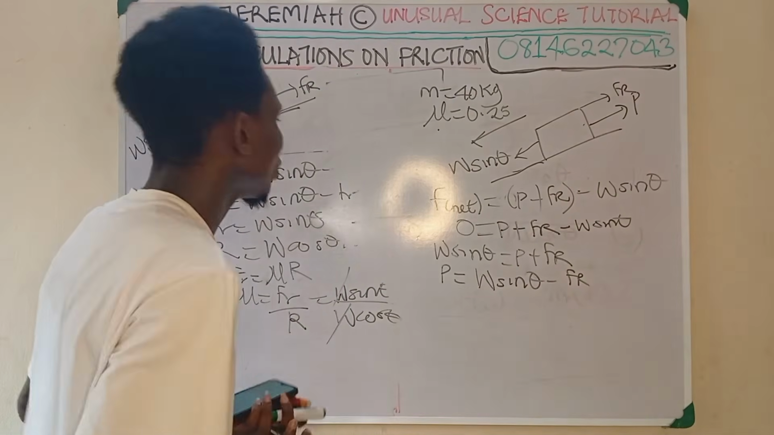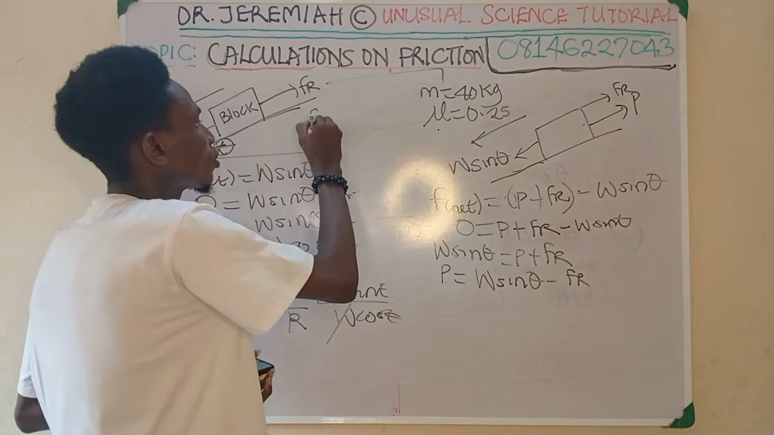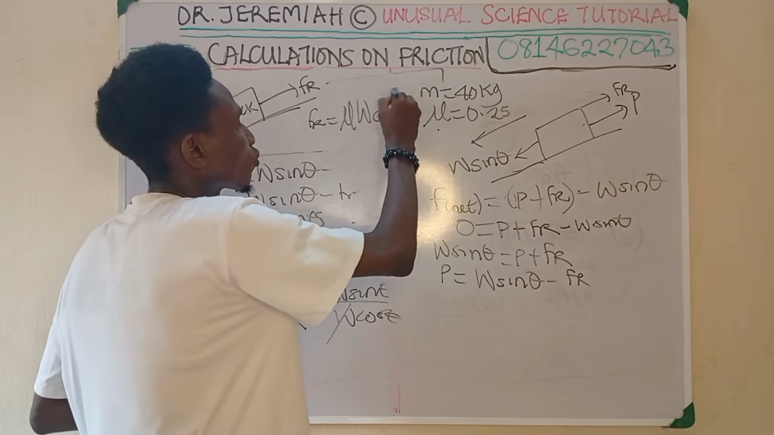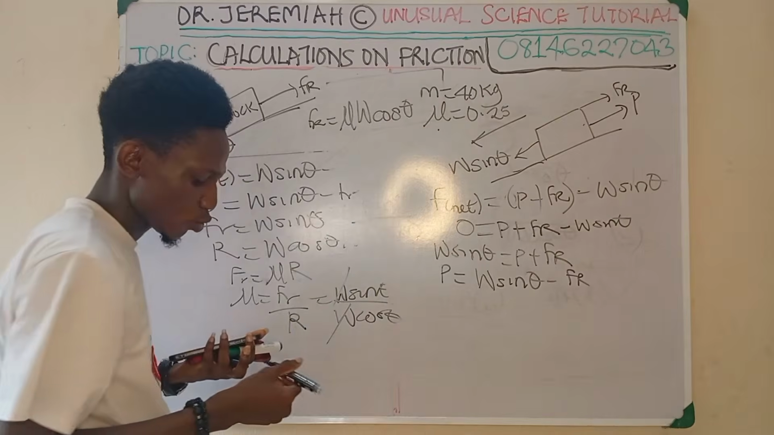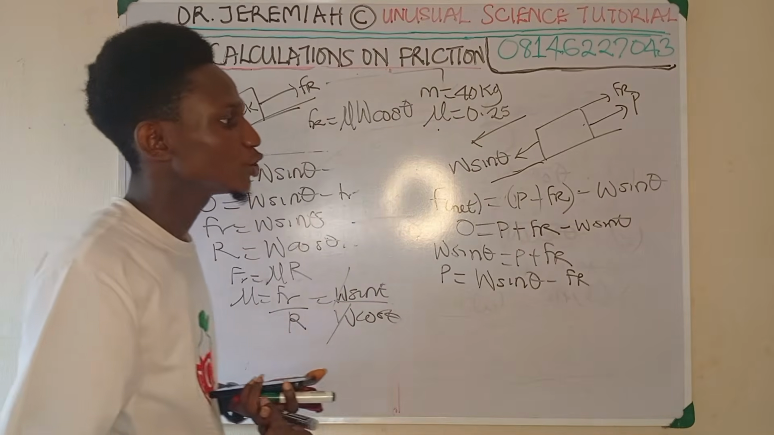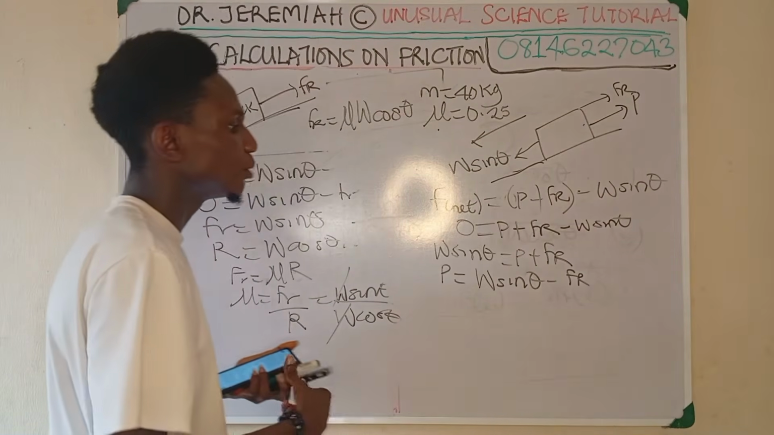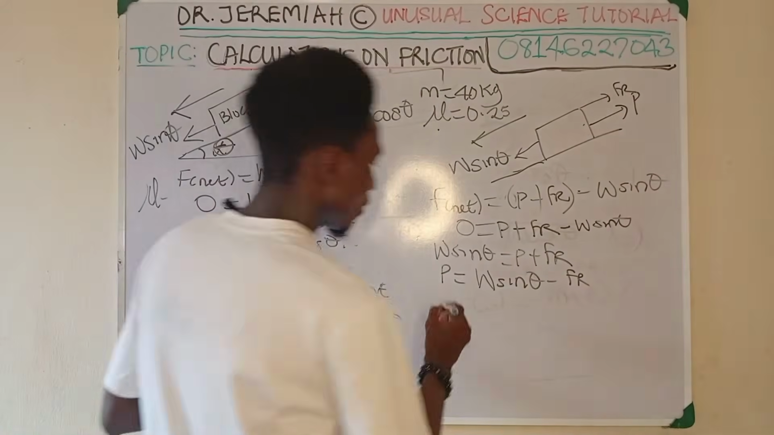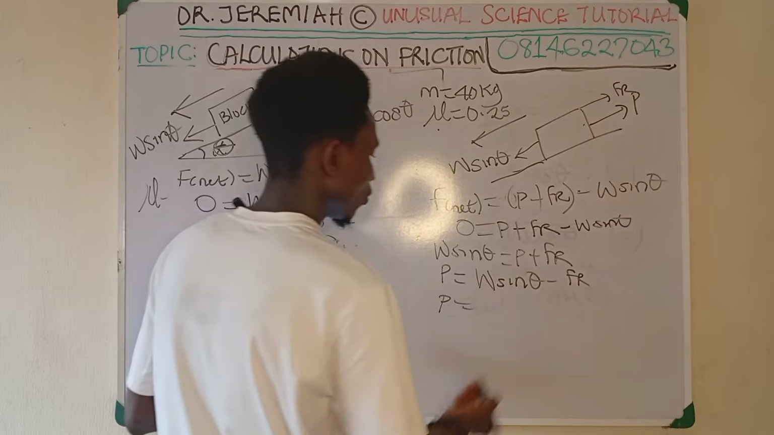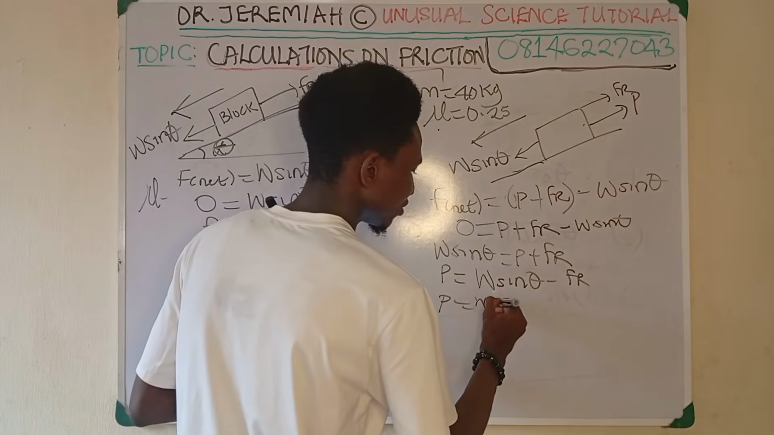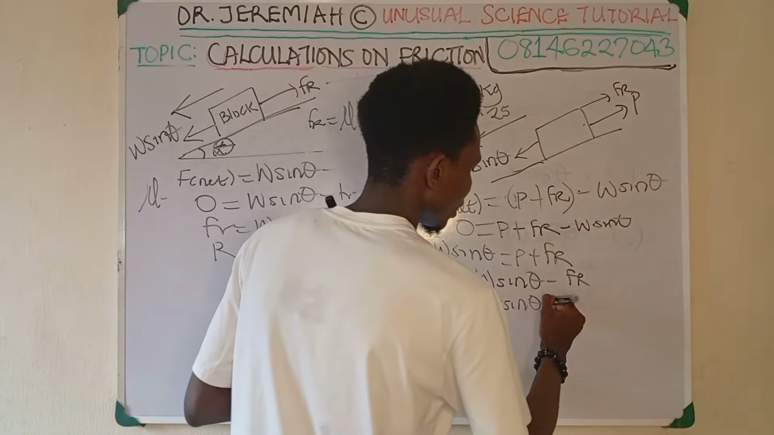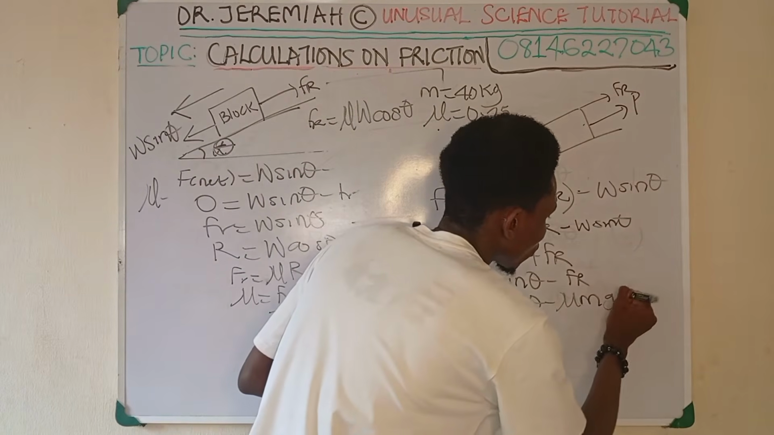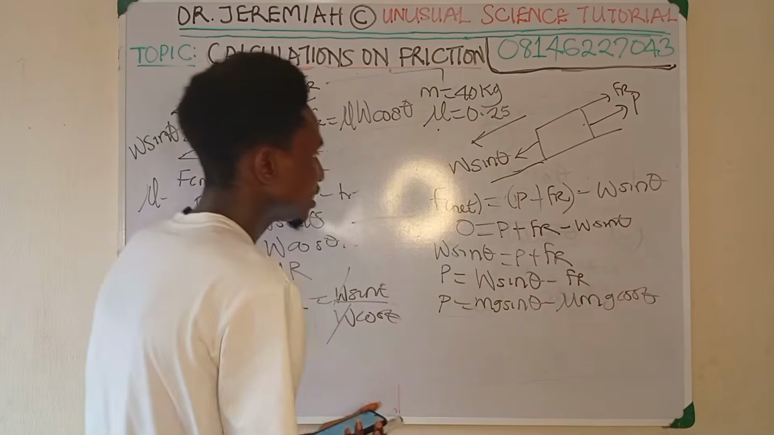But we already know from our other equation that frictional force equals mu W cos theta. So I'm going to replace it with mu W cos theta. From here we're going to be getting what? P equal to, what is W? Just write it out, mg sin theta minus mu mg cos theta.